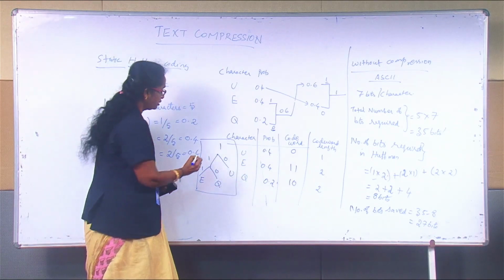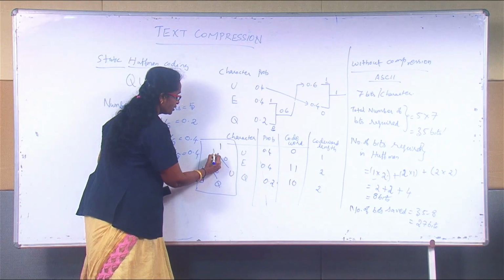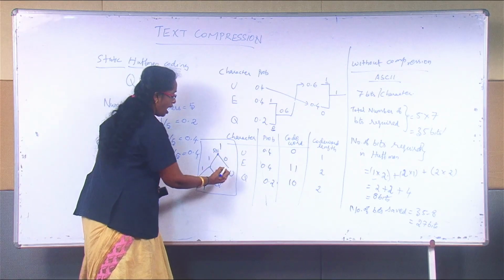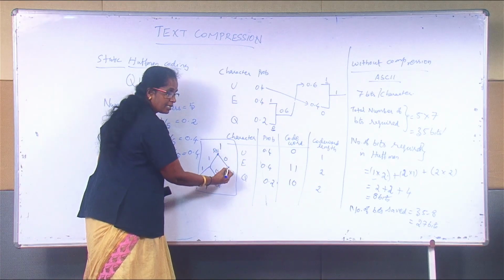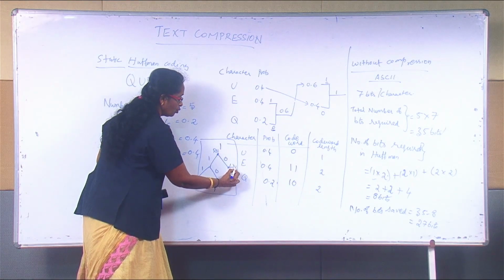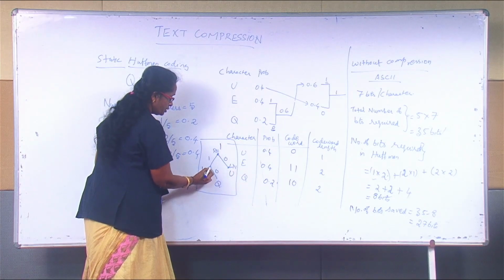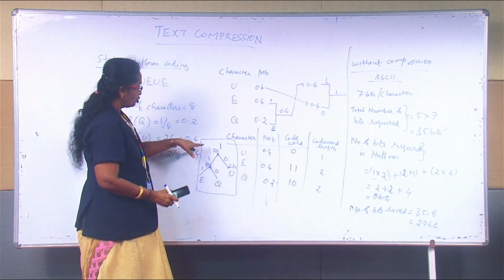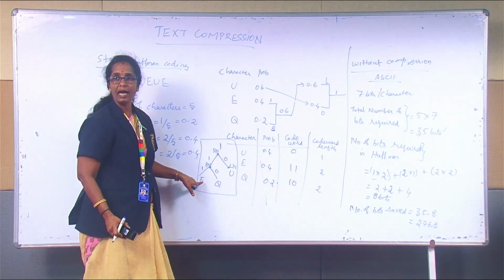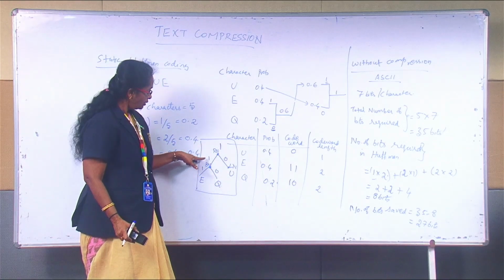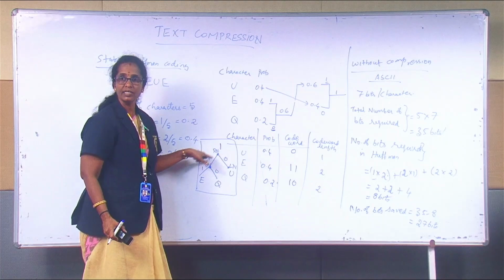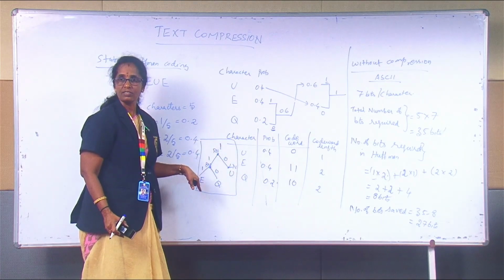In this HUFFMAN tree, this node is referred to as the root node. Once the characters are assigned, they are referred to as leaf nodes, and a node which has branches is referred to as a branch node. So root node, leaf node and branch node, and the values indicate the weightage of those branches.